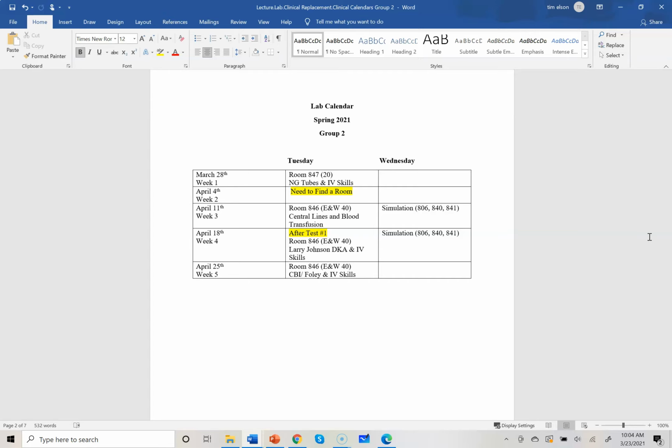Now, on the week of April 4th, week 2, there was originally a test scheduled for that day, and I usually don't do lab after a test because you guys aren't interested and you're already worried about the test and all that other stuff. So I usually don't do it, but because of the cyber attack, things got moved around, so this is kind of not normal, but I'm doing the best I can. So for week 2, April 4th, I'm planning on finding a room, and we can probably do more IV skills that day. So definitely leave that day open for another lab.